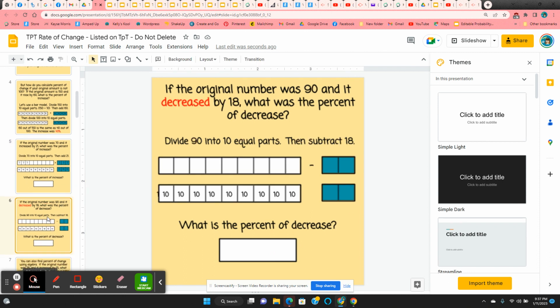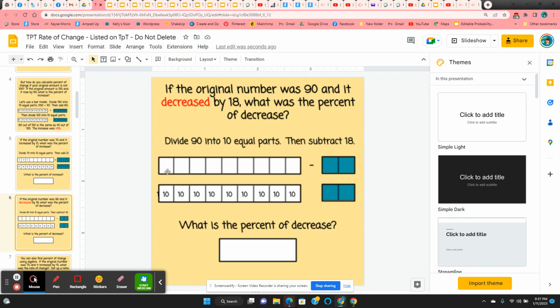The next one shows a percent of decrease. So they have 90. They're going to take 90 divided into 10 equal parts. So they'll have 9 in every box. They're subtracting 2 more 9s, which will be 18. And we want to know what that percentage is. So if there are 2 more boxes, this would be a 10 and a 10, which would equal 20%.